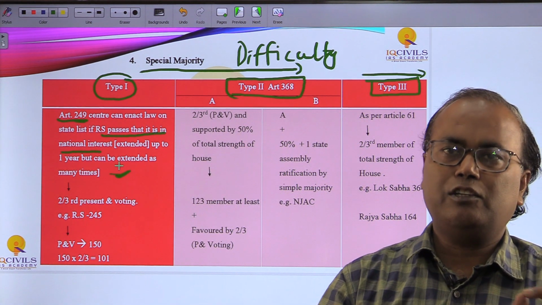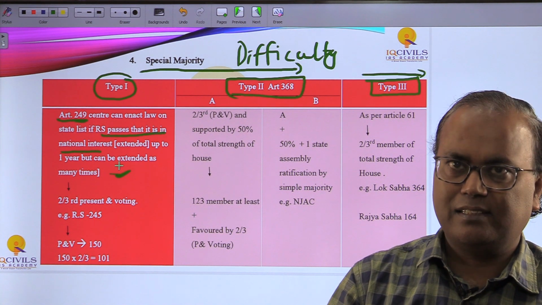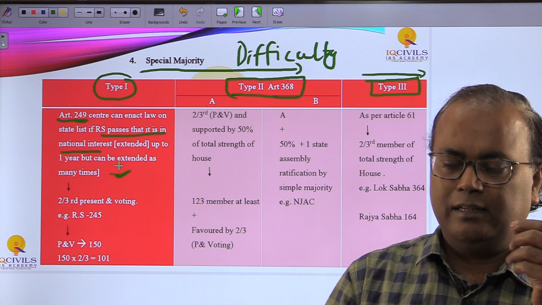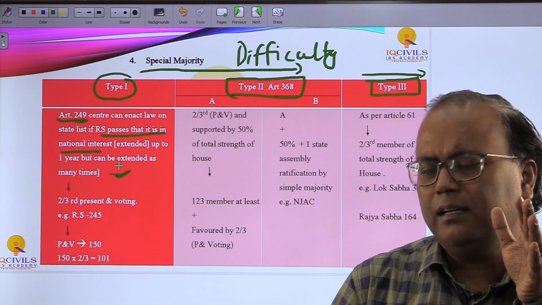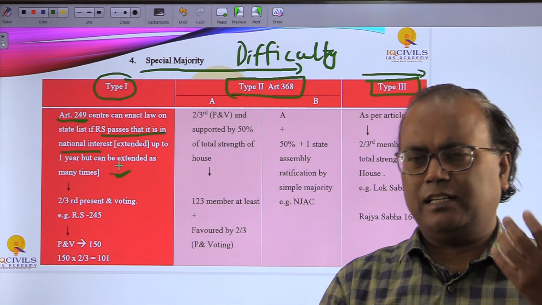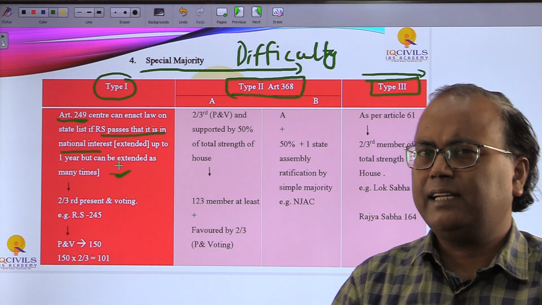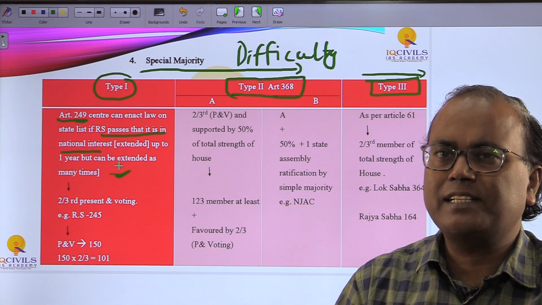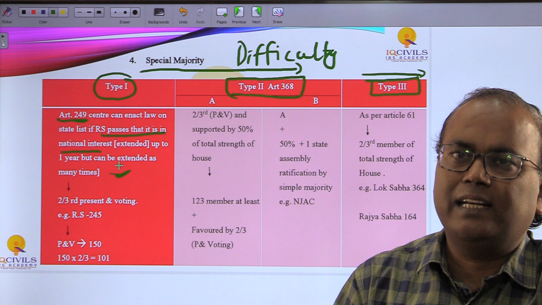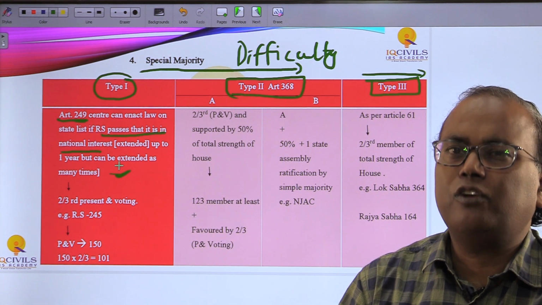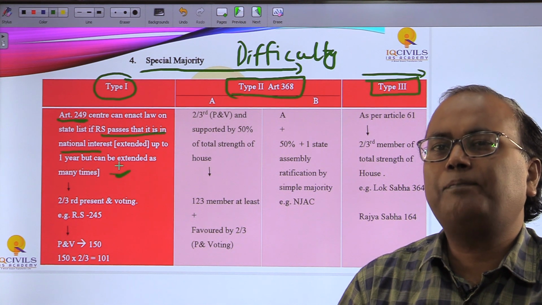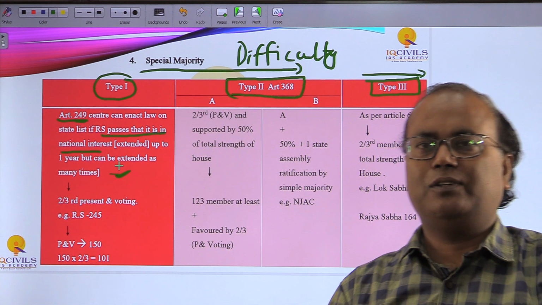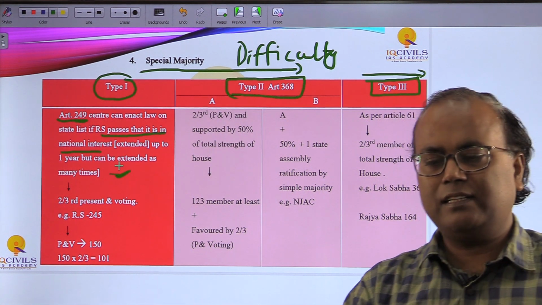Under Article 249, if Rajya Sabha passes a resolution, try to understand, once the Rajya Sabha passes a resolution under Article 249 that it is in the national interest to enact law on the subject given under the state list, Parliament can enact law, and that law has an effect of 1 year, and it can be extended any number of times, but 1 year at a time. So I suppose this is well understood.